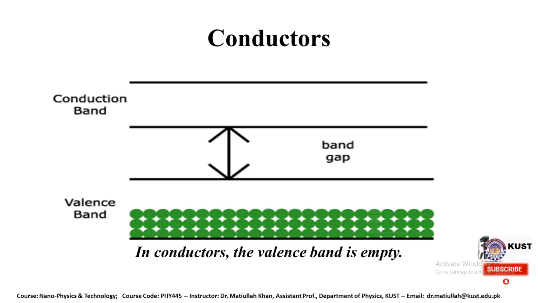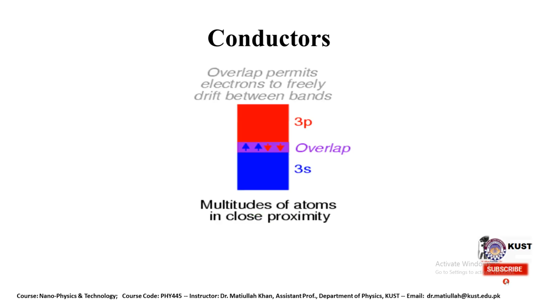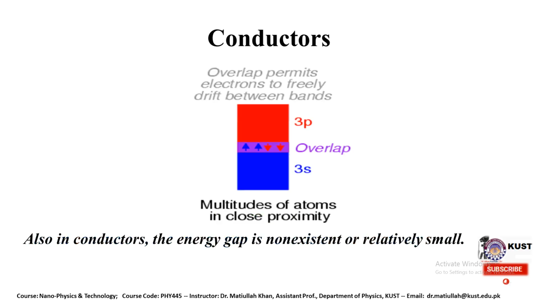If the band gap is very low, so that the electron can move from the valence band toward the conduction band, here the valence band is empty and the conduction band is full. So even the thermal energy can bring the electron from the valence band toward the conduction band, and the electron can easily move in the conduction band when an external potential difference is applied. Conductors have an overlap that permits electrons to freely drift between the bands, because the energy gap is very small, or in some cases the valence and conduction bands overlap each other.